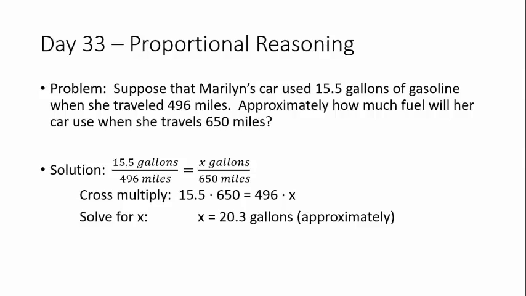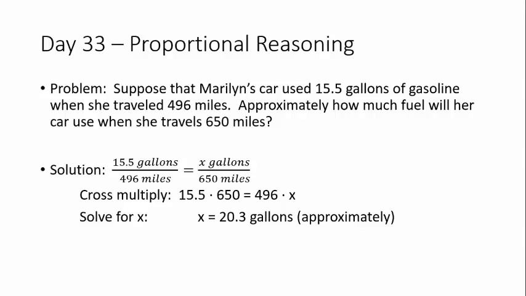We'll set up the second ratio with the same quantities in the same positions as in the first ratio. We're looking for the number of gallons. That will be in the numerator. And our new mileage is 650 miles. So our second ratio is x gallons to 650 miles. After setting up the proportion, we can cross-multiply. So you'll notice that I'm multiplying 15.5 and 650. On the other side of the equal sign, we have 496 times x.